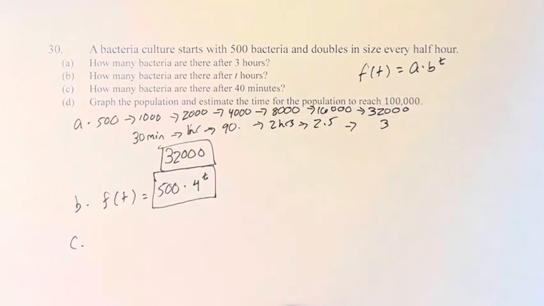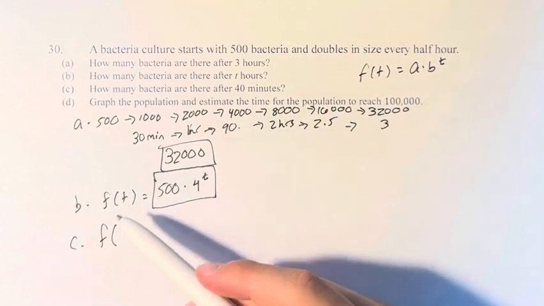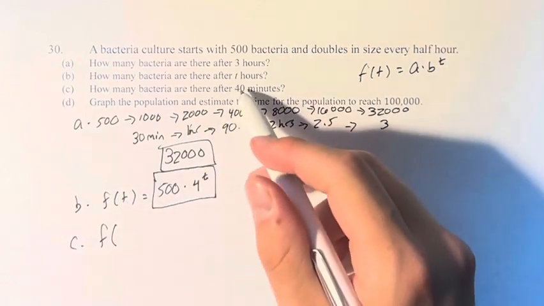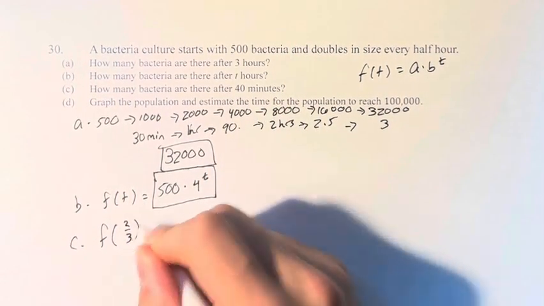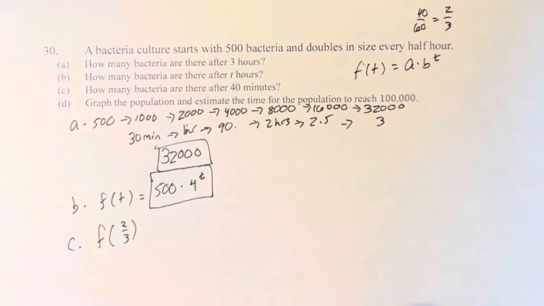C, how many bacteria are there after 40 minutes? Well, this is f of 40 minutes. We don't plug in 40 because that would be 40 hours. 40 minutes is 2/3 of an hour, right? 40 divided by 60 is 2/3 of an hour.